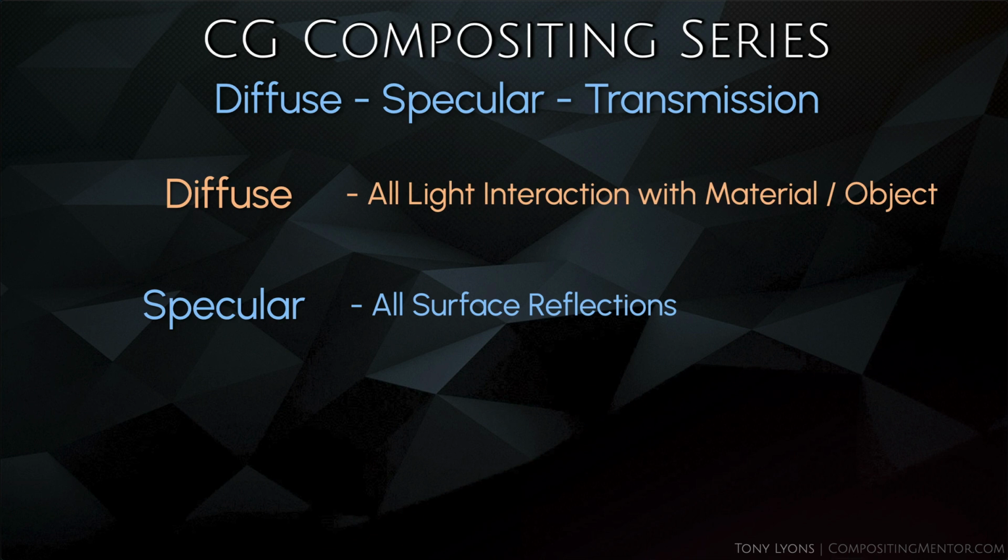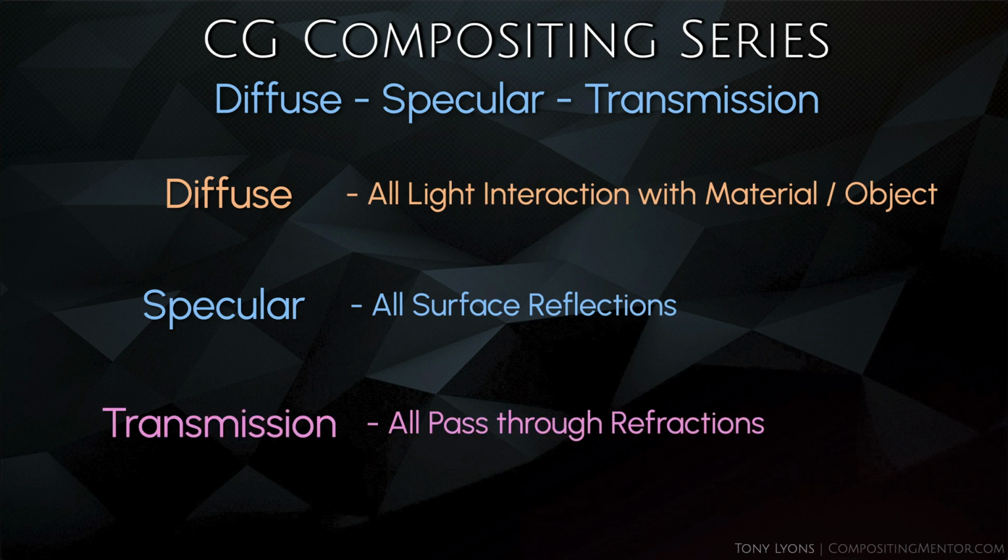We have no place to put the refraction effect. What happens when the light passes through it? We can't put it in the specular, and so therefore we need a new category. And this new category is transmission, or refraction in some cases, and that is all pass-through refractions. So instead of light hitting the surface and bouncing off, the light is hitting the object and passing through, and we can't put it in diffuse, and we can't put it in specular, so we have a new category of transmission. And transmission is a lot closer to specular, so it's not describing the object like the diffuse pass is.